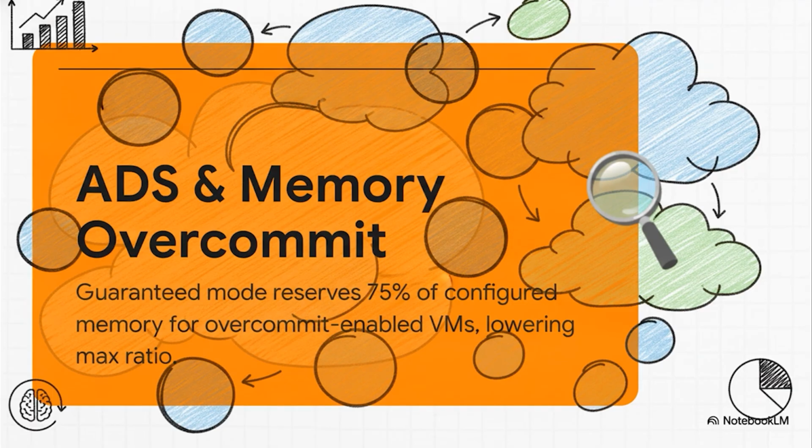It forces the system to reserve exactly 75% of the configured memory, so it locks down 75 gigabytes to ensure that VM can be fully recovered if its usage suddenly spikes. This mathematically reduces the total memory available for usage by other VMs, fundamentally lowering your cluster's maximum theoretical overcommit density. That 75% reservation, that is the literal physical price you pay for guaranteed safety.